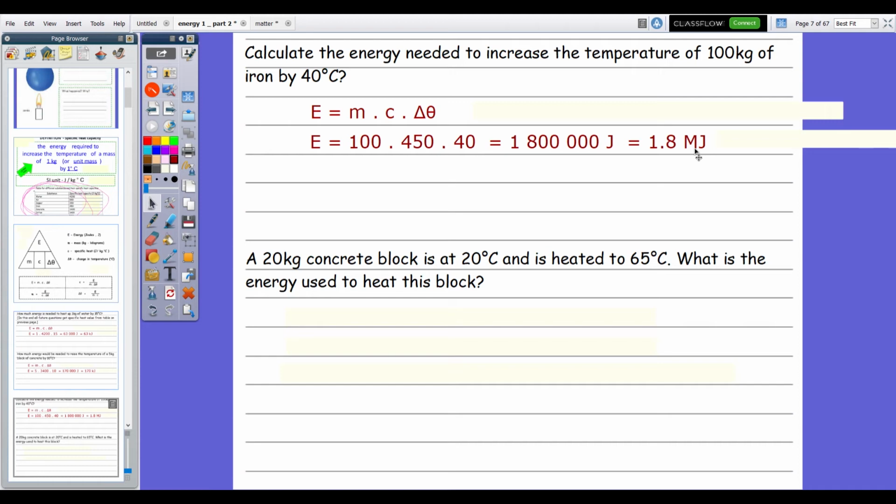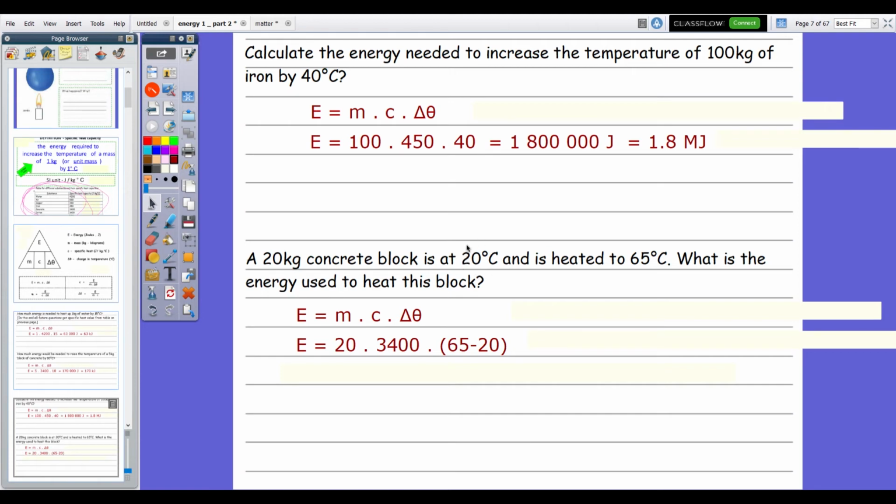A 20 kilogram concrete block is at 20 degrees C and is heated to 65 degrees C. What is the energy used to heat the block? Sure you've got the hang of it now. E equals mc delta theta. Write it in every time. E equals 20 kilograms. 3,400. Concrete again. 3,400. Go back to the table to check where that came from.